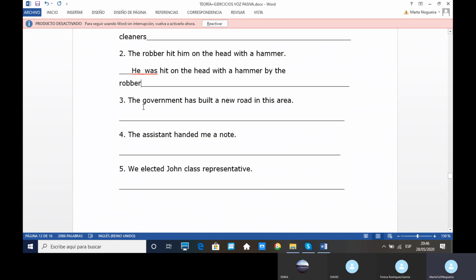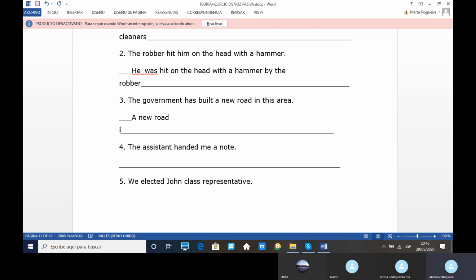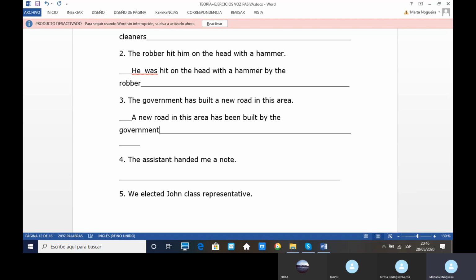Three, the government has built a new road in this area. So has built is our verb in the present perfect. A new road in this area has been built by the government. Okay, so all of this is the complement. All of this. So this is a chunk.